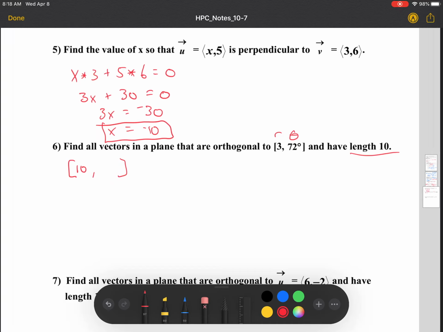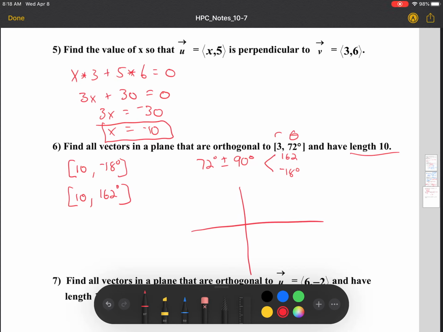Now we can use some tricks here. We have 72, and we want it to be orthogonal, so we can add or subtract 90 degrees. That should give you negative 18 degrees and 162. Both of those are correct answers. They're both 90 degrees in opposite directions, so you can put them both. Sometimes they'll ask you for both, sometimes they'll just say you need one.